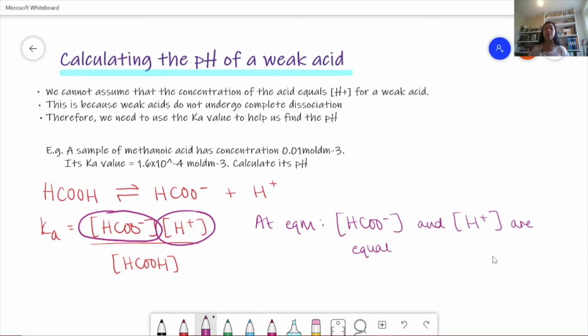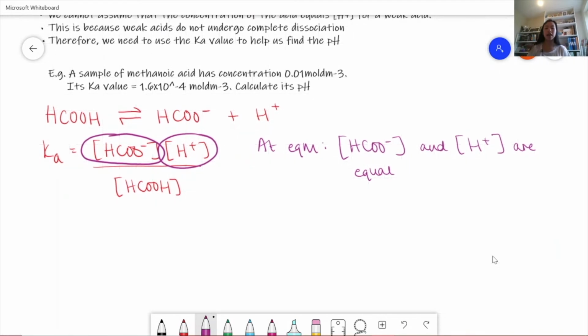And that's because they're in a one-to-one ratio. And if you think back to working out equilibrium moles, then you'll see that the concentration of this negative ion and this concentration of the H plus ion are equal at equilibrium. And so this means that our Ka equation at equilibrium becomes Ka equals the concentration of H plus squared over this HCOOH.